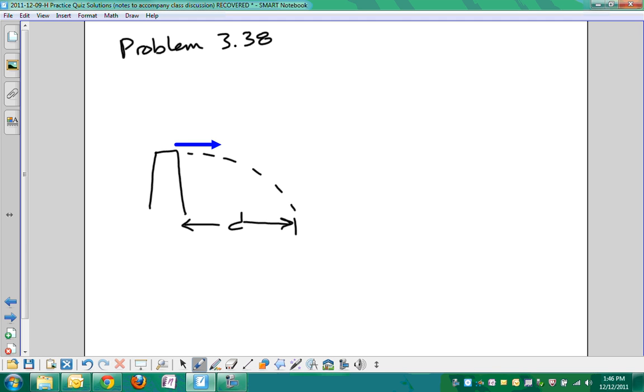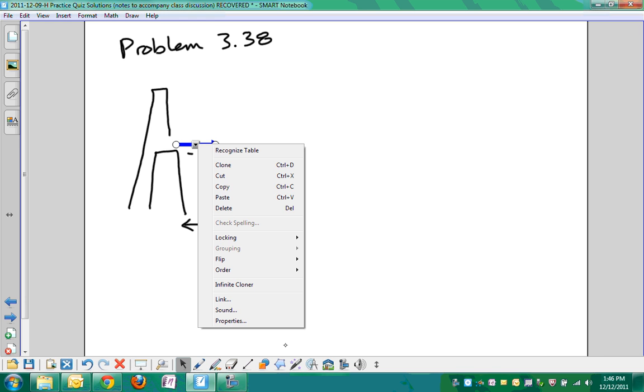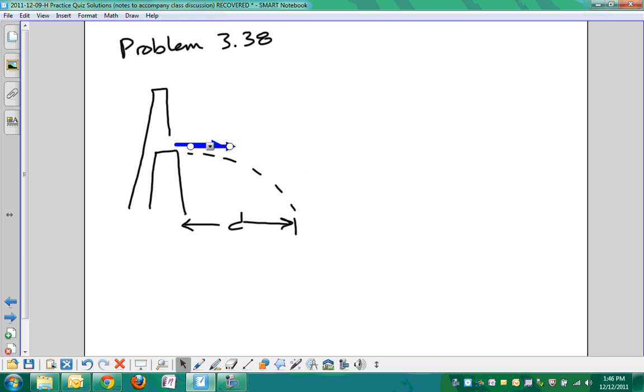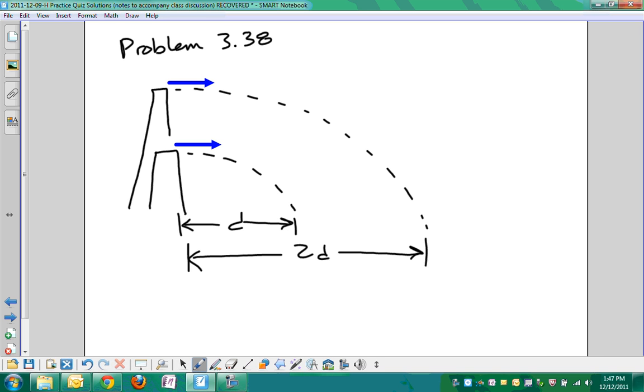And then we have another building of some unknown height, right? And we throw a rock or a stone or some kind of thing off of that with exactly the same initial horizontal velocity, correct? And then it goes a distance 2D. And we want to know what's the ratio, we'll call this H prime and H, right? We're asked what's the ratio of H prime to H? In other words, how much taller is the second building than the first building?